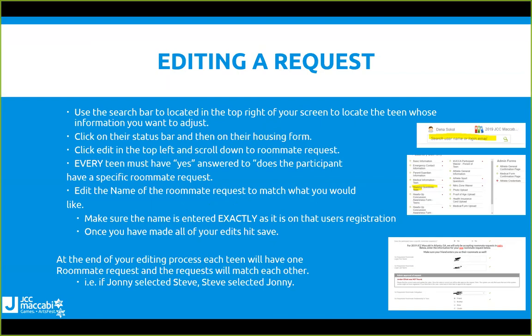You'll ensure that everybody has yes as their answer, and you'll ensure that the names line up and at least, again, a minimum of 1 roommate request in Detroit and a maximum of 4. And in Atlanta, it's 1 roommate request per teen. They're going in as pairs. Any questions about editing a request in the system?